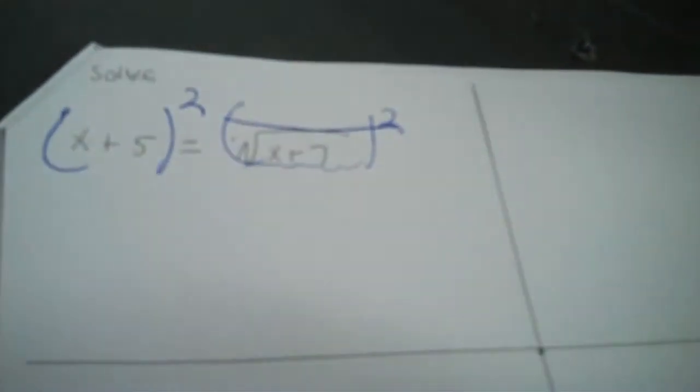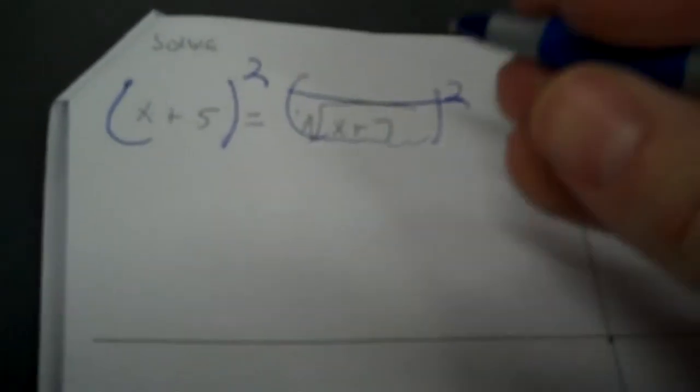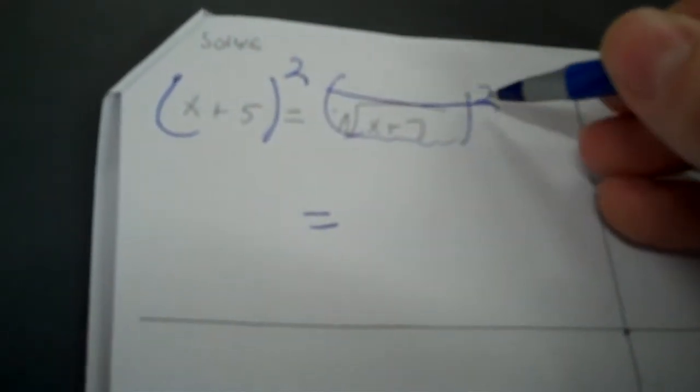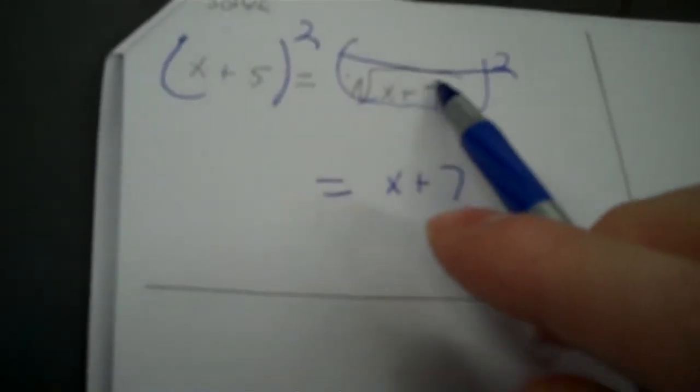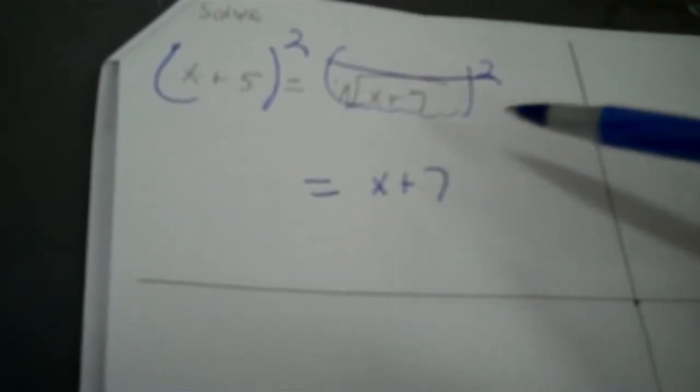Let's take it to the second power. That goes away. Now last Friday there was just a number over here that you could take to the second power. Well, not today. Now it's an entire expression you take to the second. So the radical goes away here and you just have x plus 7. The radical and the second power cancel each other out. They undo each other, and I just have x plus 7.